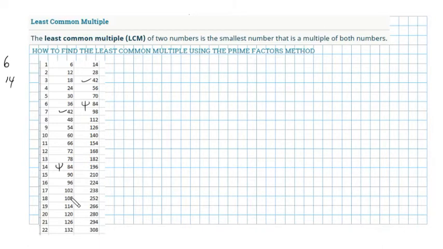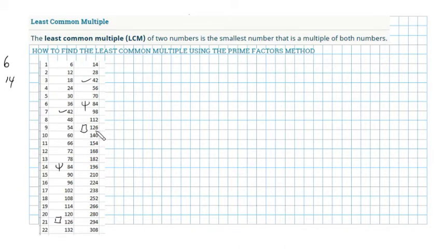90. We come looking down. 108. 120, 126. Good. See another one here. I'll just make a little box. 126.